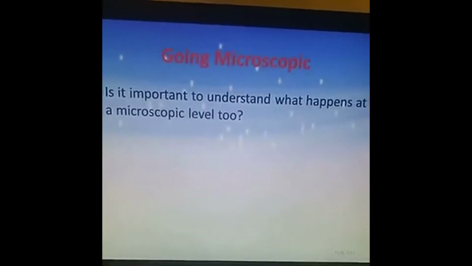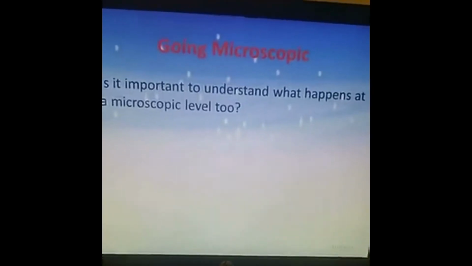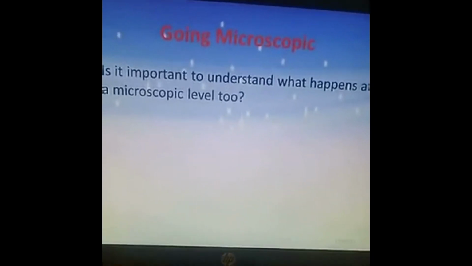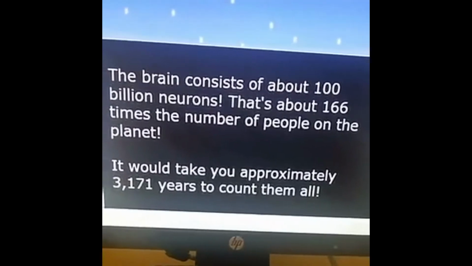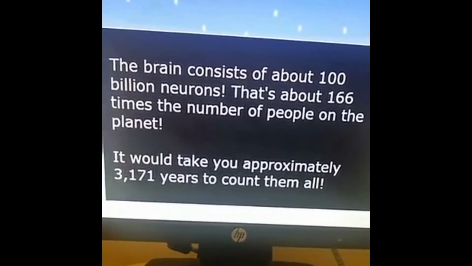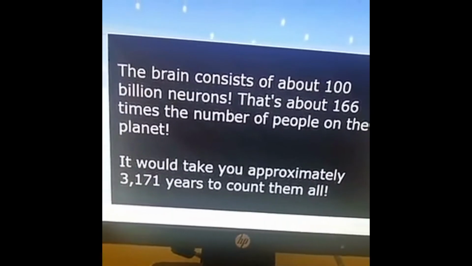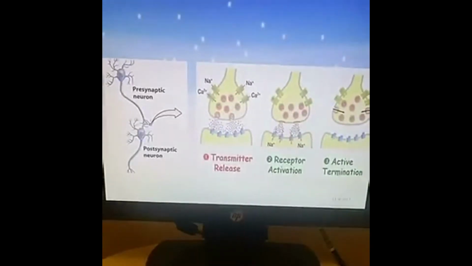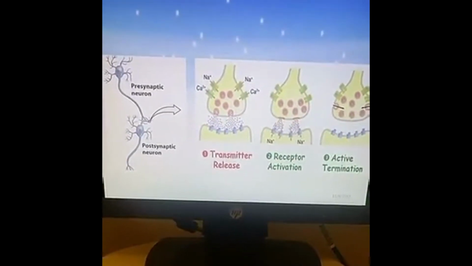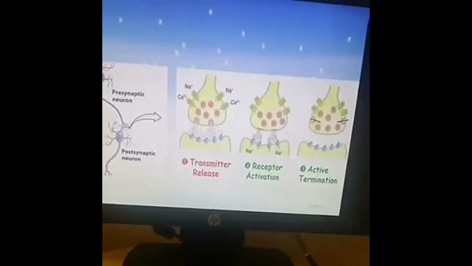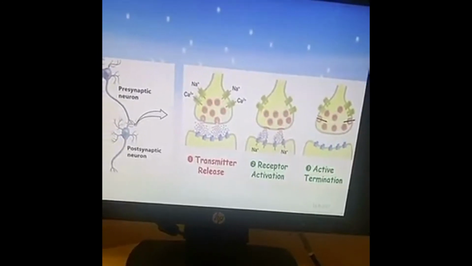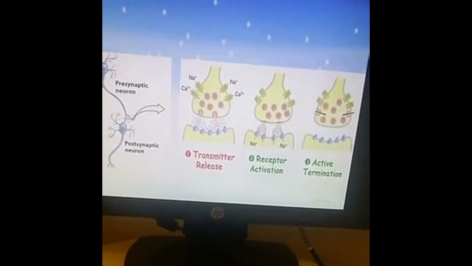Going a bit microscopic, and talking about what is happening at the microscopic level of the brain. Our brain consists of 1 billion neurons. That's about 166 times the number of people on earth. It's relevant to know that all the neurons are connected with each other, and they release ions which make electrical signals. These signals transfer information in our body. So remember, we are chemicals and electricals.